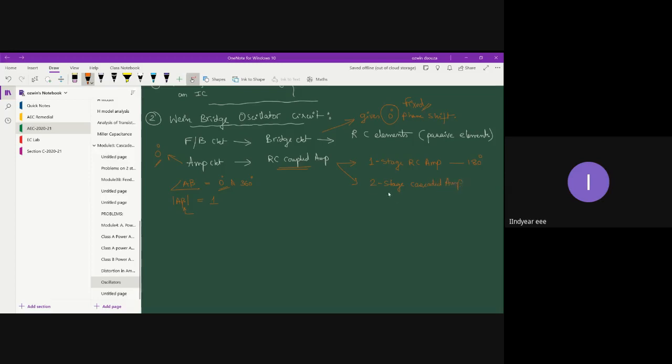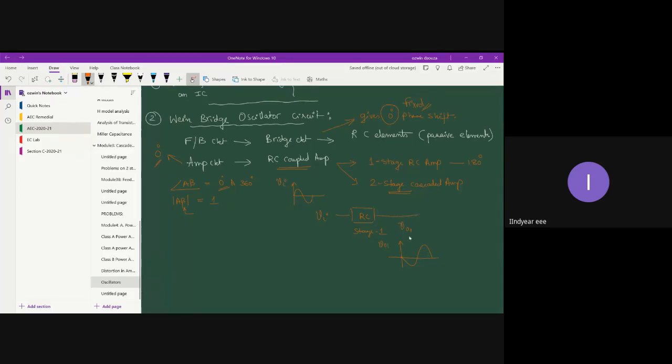Okay, now what do you mean by a 2-stage cascaded amplifier? Let's say this is your stage 1 RC coupled amplifier. This is your V in and this is your V out. Let's say your input is positive going. This is Vi. V01 I will write. So V01 is going to be a signal which is phase inverted by an angle of 180-degree. So this is the nature of V01.